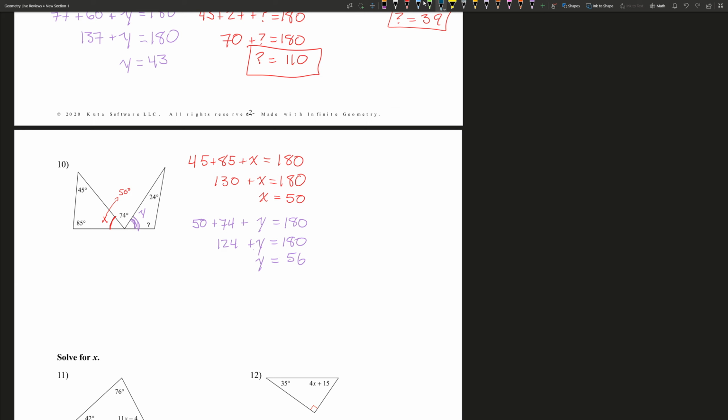And then we can use this 56-degree angle and this 24-degree angle to solve for our unknown. So we just add all three of those angles together and solve.